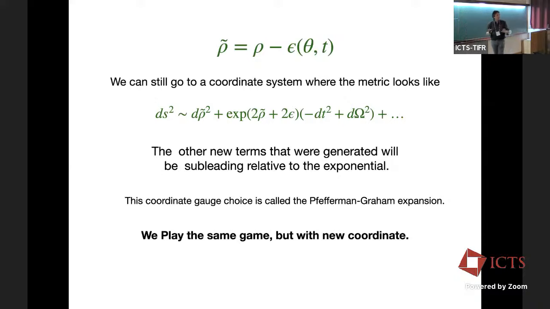There's some additional conditions I'm going to bury under the rug, meaning that rho has to be geodesic and some other stuff, but that's a slightly different problem. This coordinate gauge choice, as I said, is called the Fefferman-Graham expansion. And then we want to play the same game in this new coordinate system, okay? So I just invented a new coordinate system. Things behave this way with the exponential of 2 rho tilde.